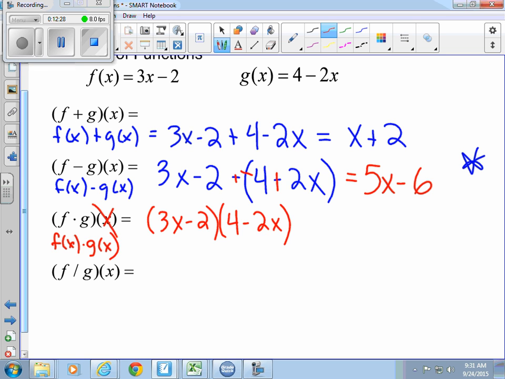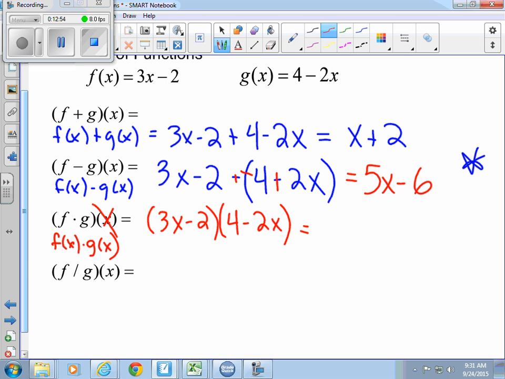How do you multiply two things with two terms, two binomials? You need parentheses. FOIL it. Or distribute. You're going to multiply everything in the first parenthesis by everything in the second parenthesis.